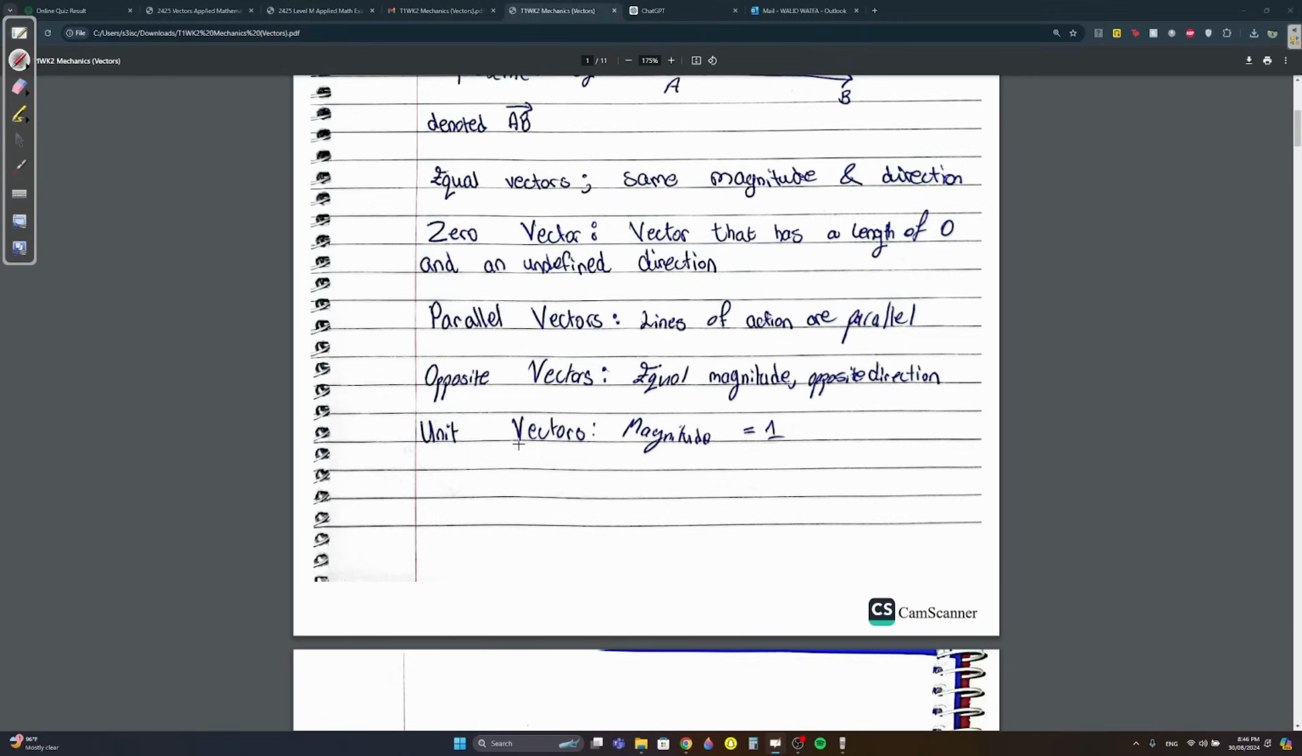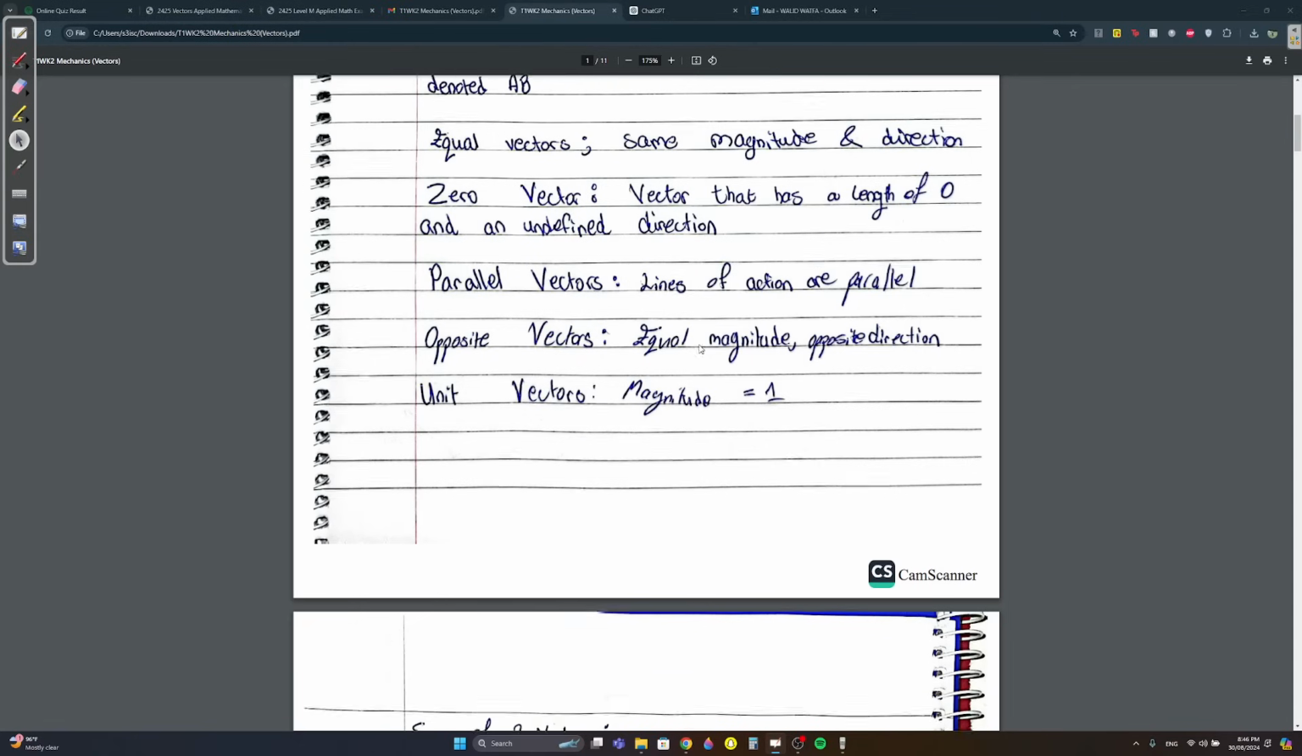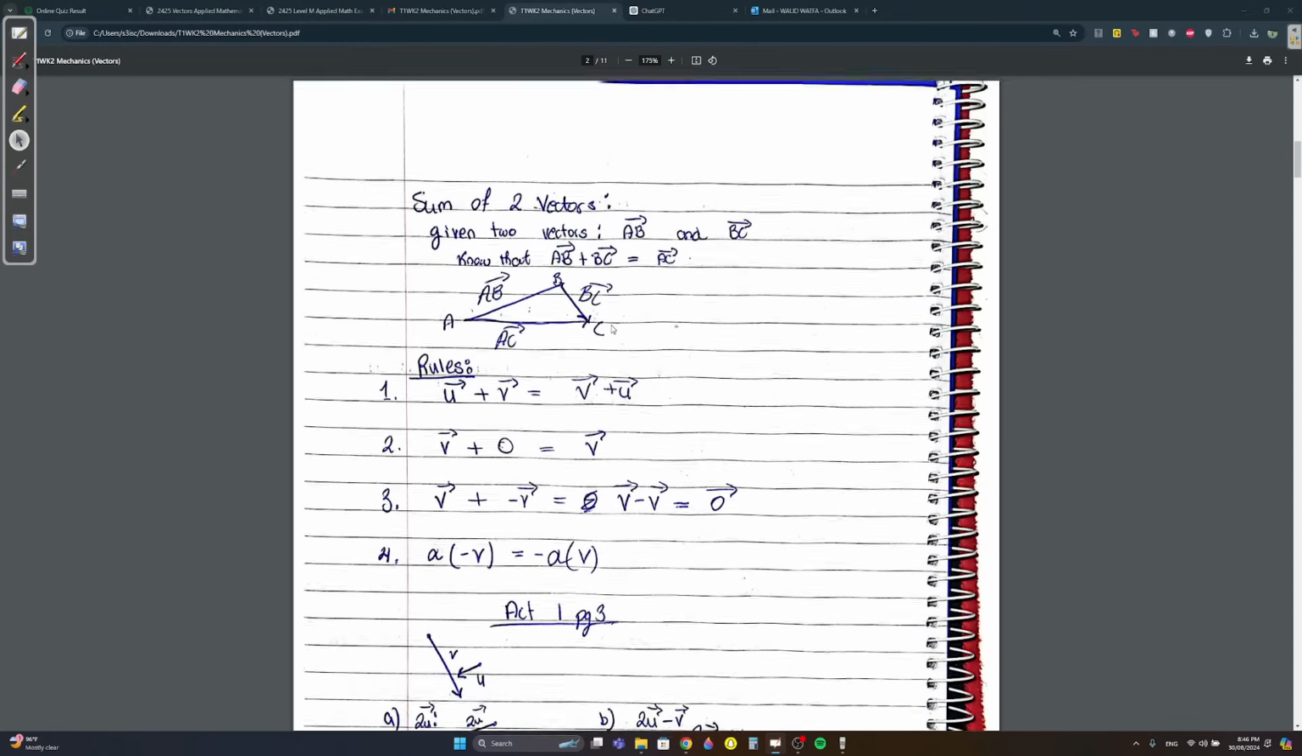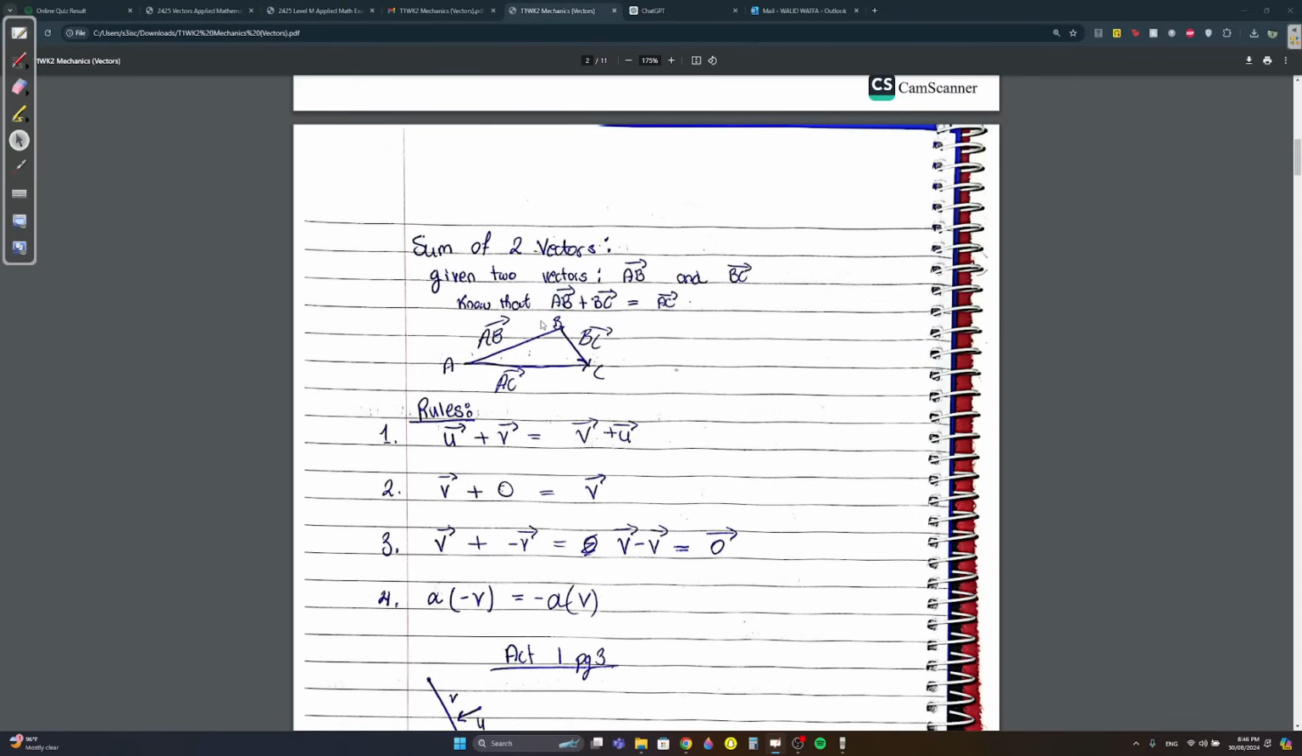Unit vectors, obviously, always associate unit with 1. So a unit vector is when the magnitude is 1. How do you add two vectors? I wrote the triangle method here. There's also the parallelogram method. To add two vectors AB and BC, AB plus BC is always equal to the first letter and the last letter, so AC.